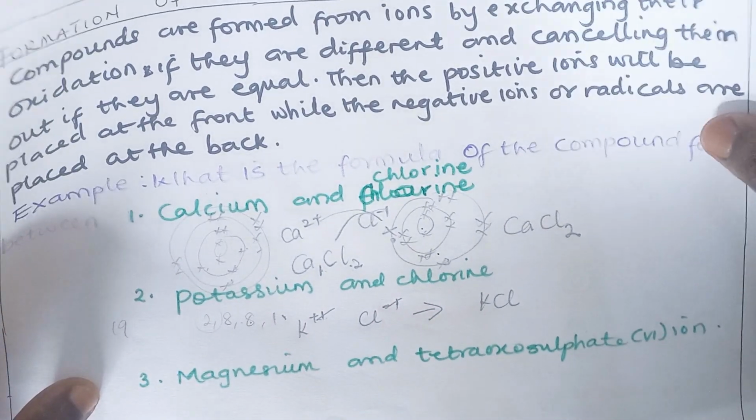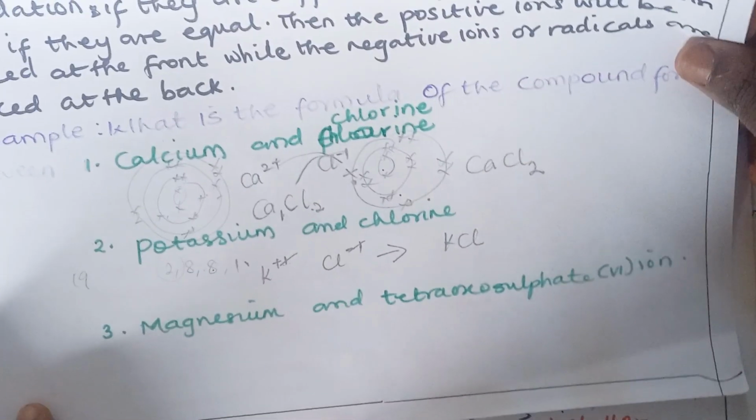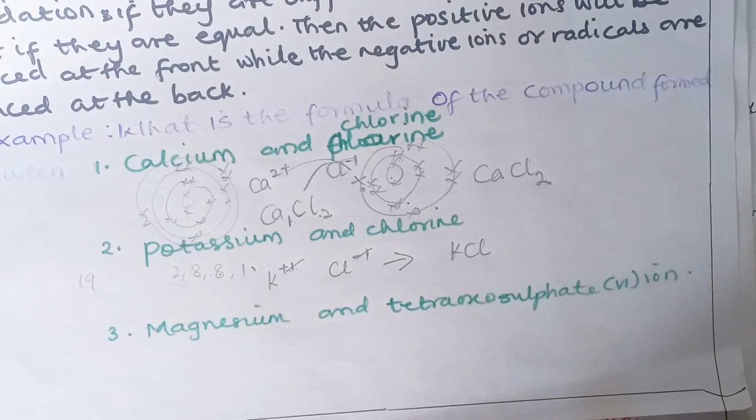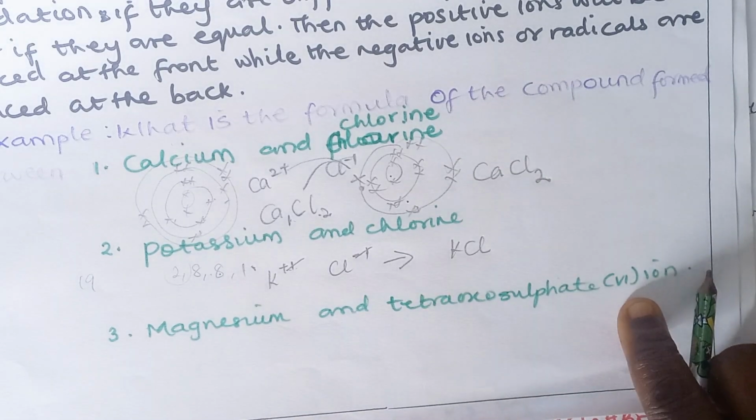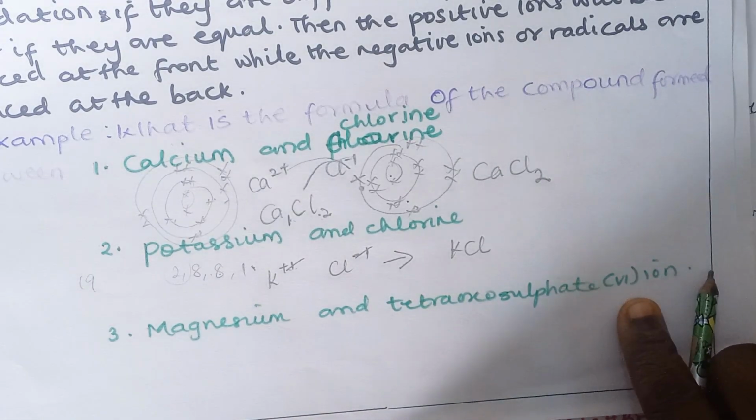Also, there is interaction or formation of compounds between magnesium and tetraoxosulfate(VI) ion. Tetraoxosulfate(VI) ion here represents a radical. A radical is a group of atoms of elements with charges on them. They form part of a compound. They don't exist alone. They can be positive or negative.